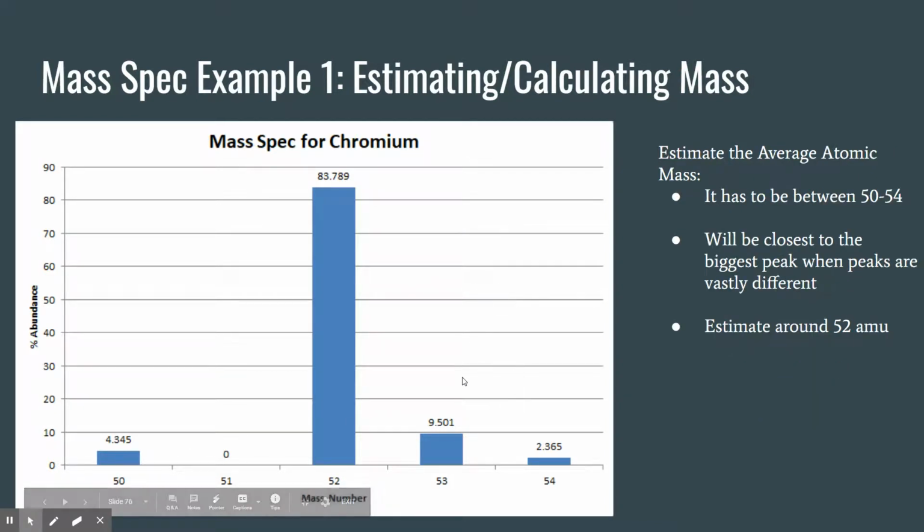I can say that the average atomic mass for chromium is between 50 and 54, because it can't be lighter than the lightest and heavier than the heaviest. And I can also say pretty confidently that this peak is so large, this 52 is so abundant, that it's going to be close to 52 atomic mass units. And in this way, I would be able to identify this as chromium, because there aren't very many elements that have a mass of around 52.